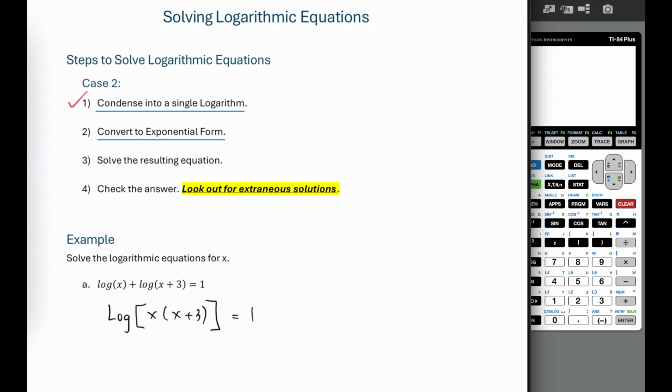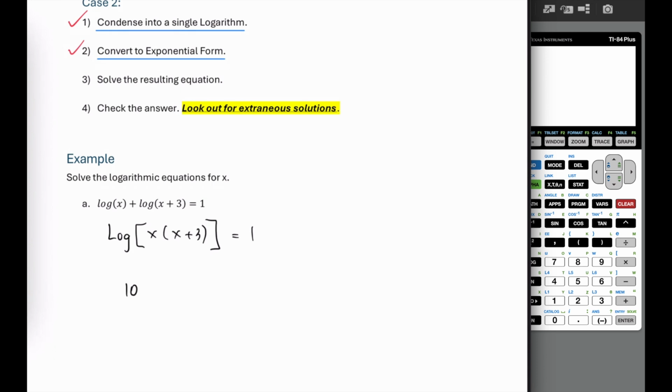After we've condensed into a single logarithm, now it's time to convert into exponential form. To convert a logarithm into exponential form, we need to start with the base, which in this case is 10, and draw a counterclockwise circle from there saying 10 raised to the first power is equal to the argument, which is x times x plus 3. So we have 10 raised to the first power, which is x times x plus 3.